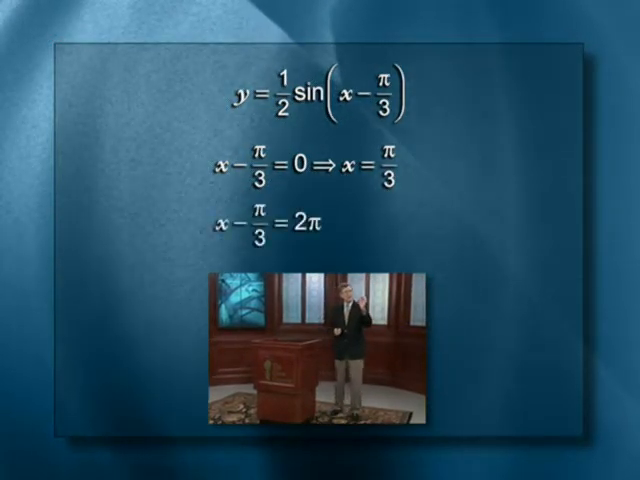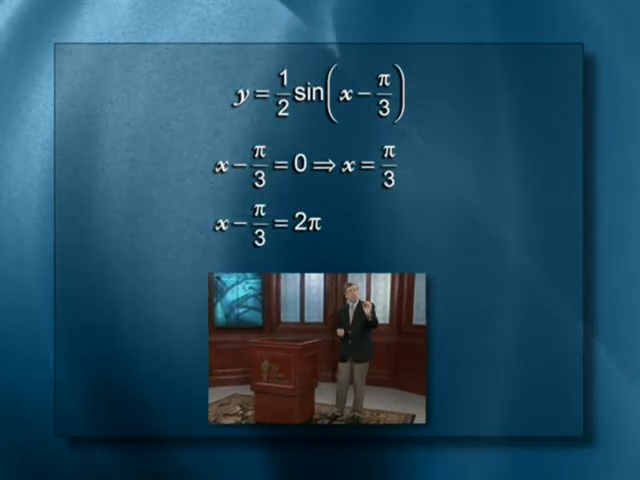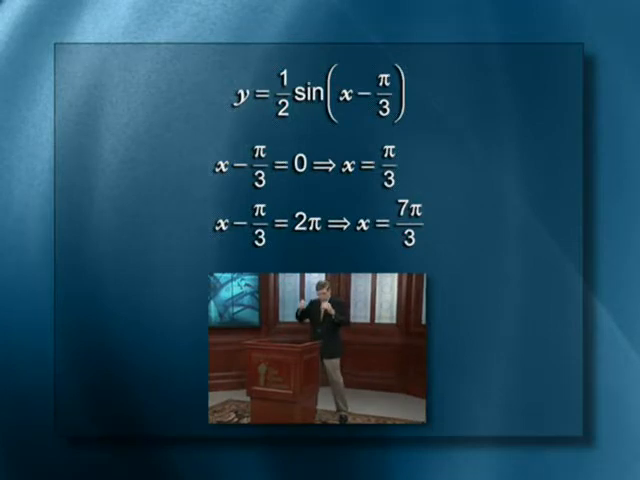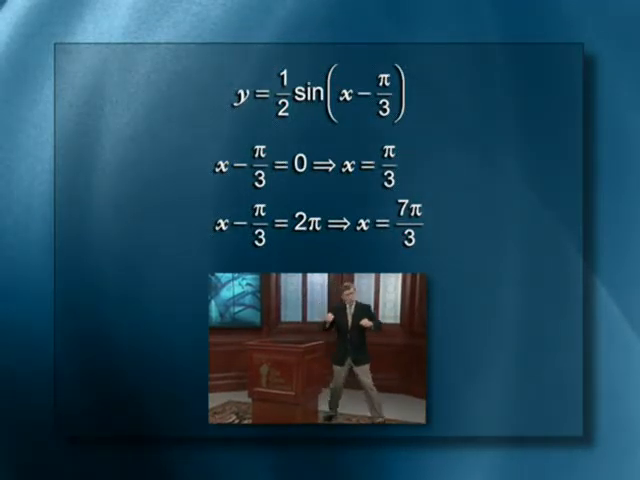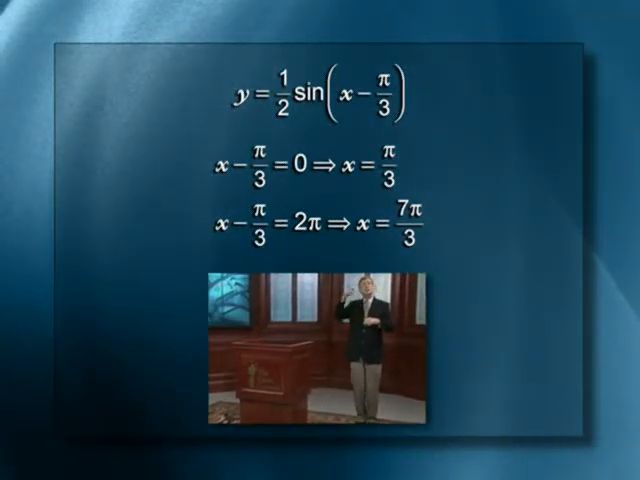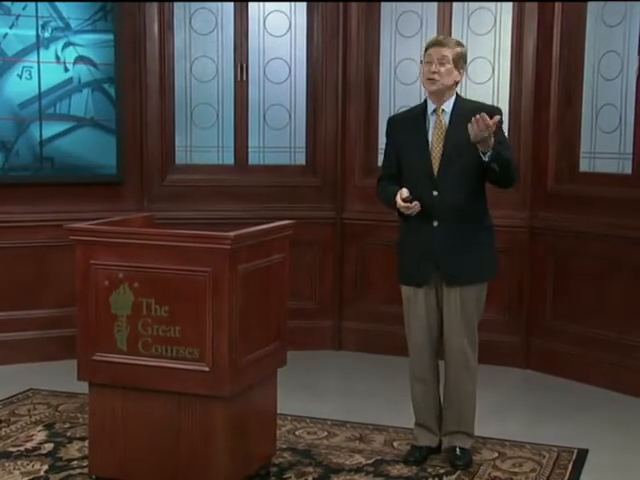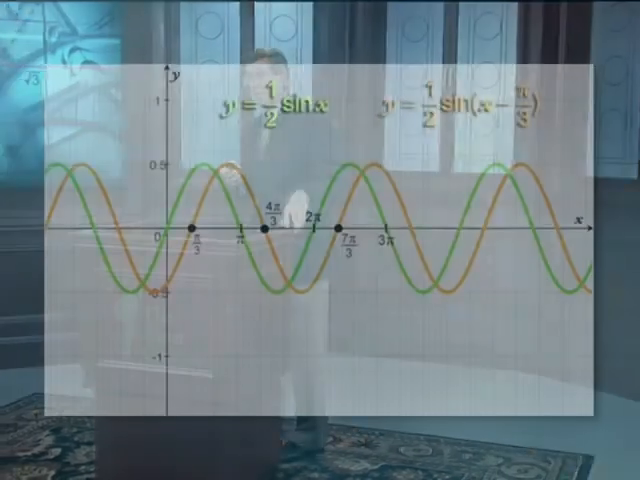And now set x minus pi over 3 equal to 2 pi, and you get x equal 7 pi over 3. So from pi over 3 to 7 pi over 3, it completes a full cycle. The period is still 2 pi, but it's been shifted to the right by pi over 3.